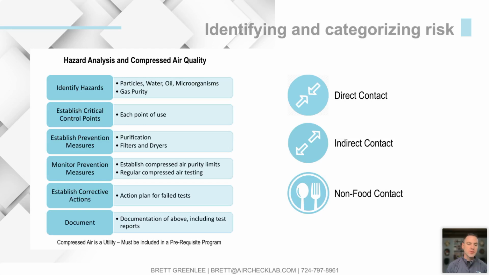After your monitoring plan has been established and those preventative measures have been put in place, we also want to establish corrective actions. Anytime you have a failed test for the purity limits of your risk points or critical points, you want to have a corrective action plan. And that is another thing I wanted to talk about: service providers. Those service providers are the experts in those preventative measures and corrective actions.